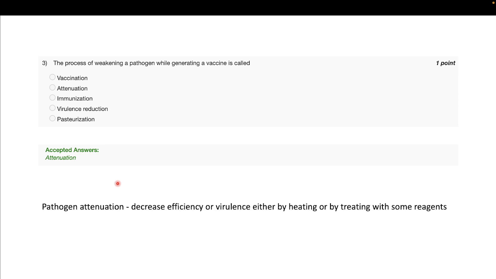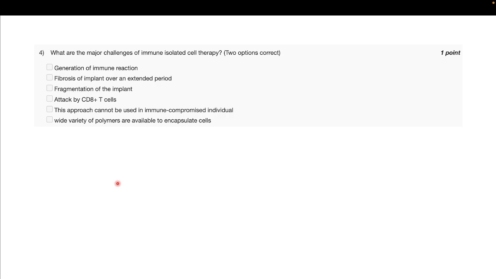It's known as attenuation. So the process of attenuation is to basically decrease the efficiency or virulence, make the pathogen weak by either heating it or treating it with some reagents. So this is used in your live attenuated vaccines. Okay, let's look at the next question then. Next is, what are the major challenges of immune isolated cell therapy? We have to choose two correct options.